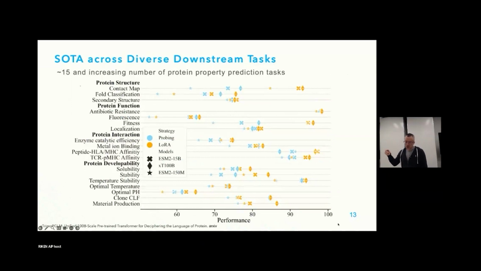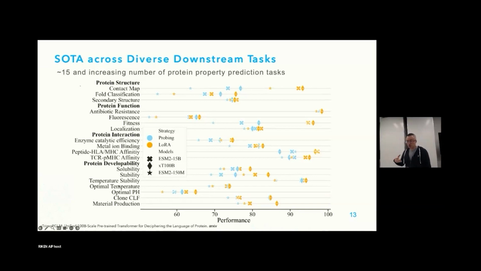What you see is this yellow-shaped diamond is almost always on the rightmost. It's getting the best performance. That's the 100 billion per chain model, fine-tuned with LoRA for different kinds of tasks, including tasks related to the structure of the protein, such as contact prediction and fold classification. It's actually a more than 1,000-class classification problem. Also some problems related to protein function, such as fluorescence ability, fitness of the protein, protein interaction, and protein developability, right?